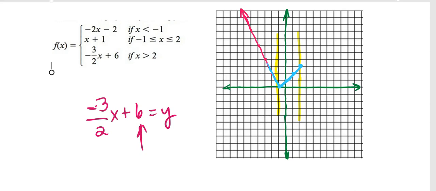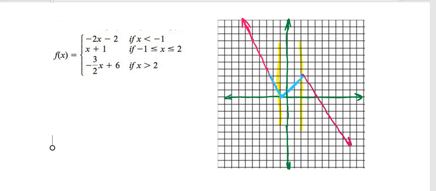So we know we have a y-intercept of 6, and we have a slope of -3/2. So we can graph this now. Now we're only going to use this for values that are to the right of 2, so values that have an x greater than 2. So I'm only going to use this portion of my line.